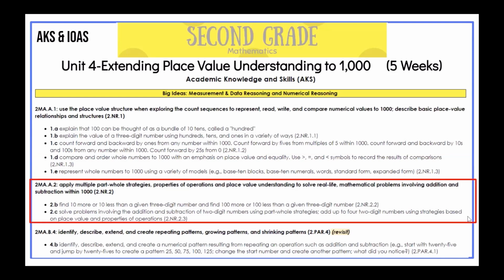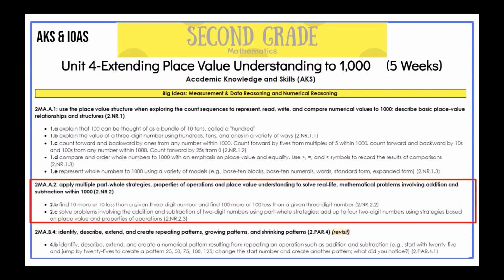In this quarter, students will pick up where they left off with AKS 2. Through IOA 2C, students will solve problems involving the addition and subtraction of 2-digit numbers using part-whole strategies. Add up to 4 2-digit numbers using strategies based on place value and properties of operation. In the first 3 units, we limited students to adding up to 3 2-digit numbers. However, we will meet the full expectation of this IOA by adding up to 4 2-digit numbers in Unit 4.